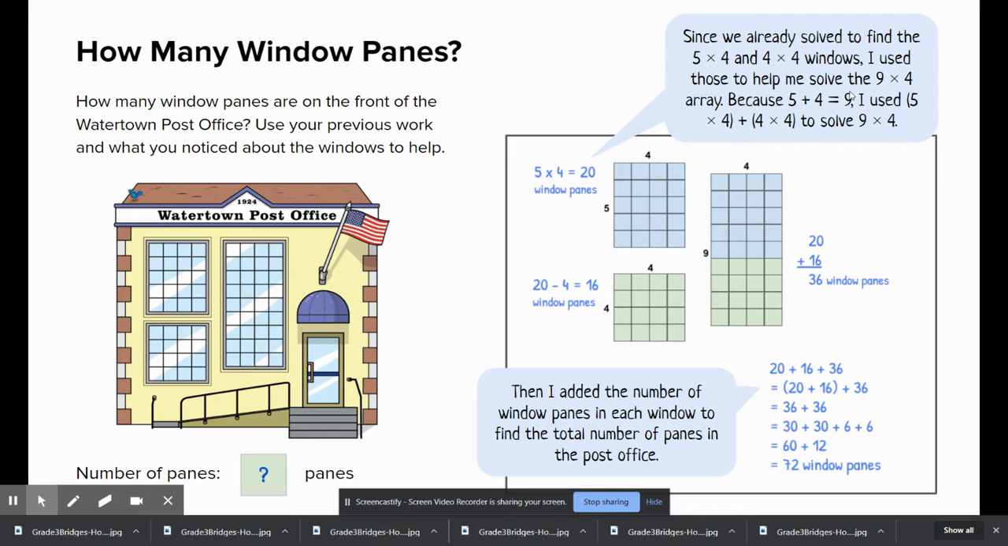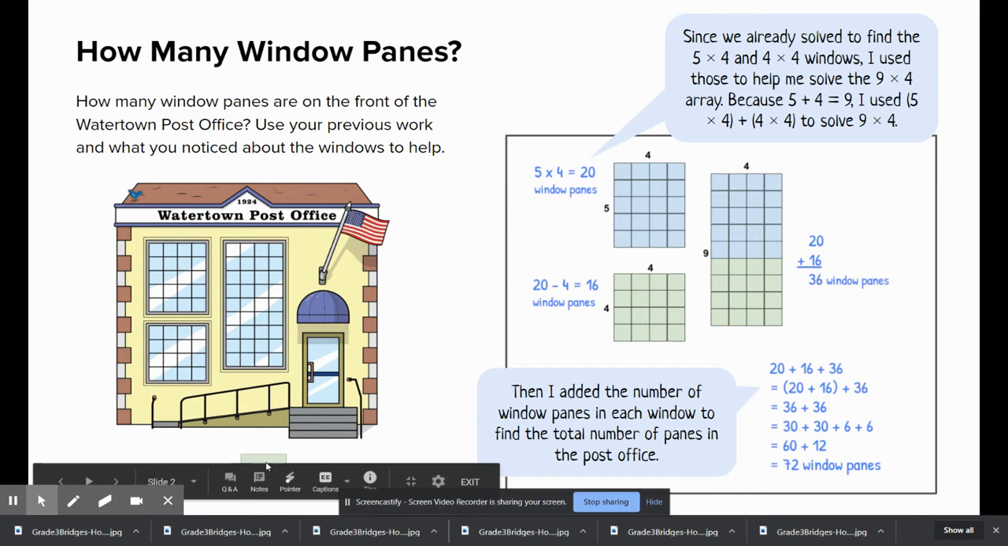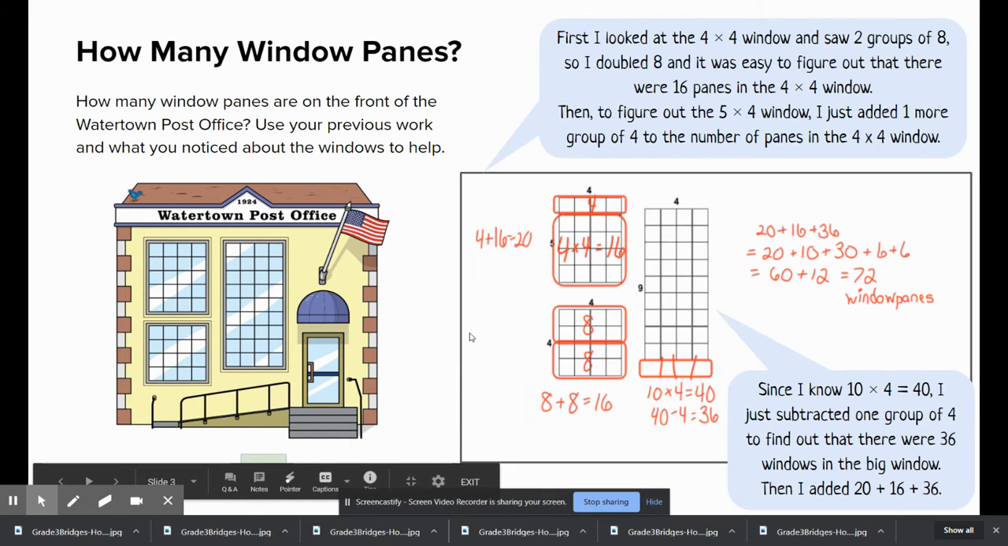So you're going to tell me the number of total panes. And here it says, since we already solved to find 5 times 4 and 4 times 4 windows, I use those to help me solve 9 times 4 array because 4 plus 5 equals 9. So I used 5 times 4 plus 4 times 4 to solve 9 times 4. Then I added the number of window panes in each window to find the total number of panes on the office. So how many total window panes? You do need to answer that question mark there.